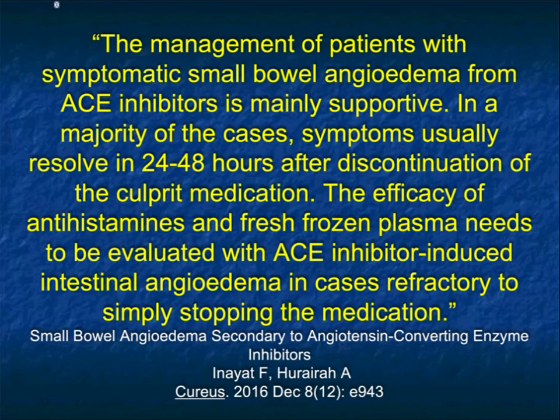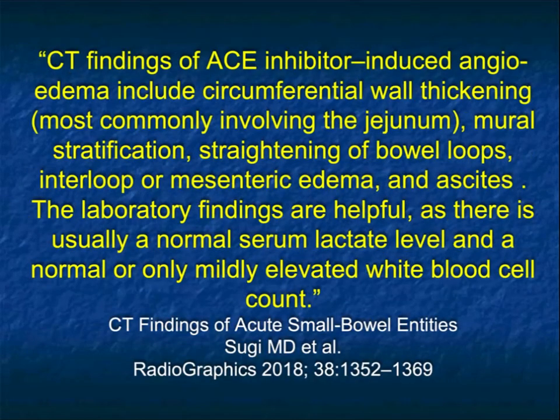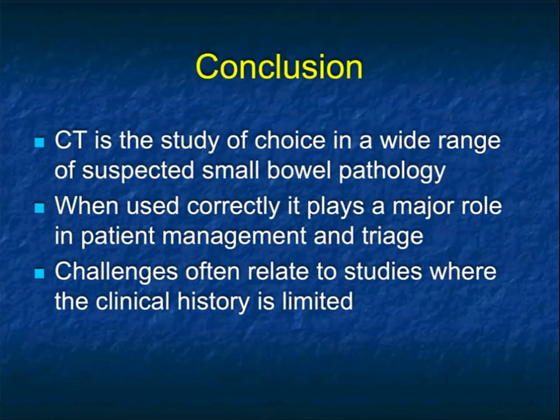The management of patients with symptomatic small bowel angioedema is mainly supportive. In the majority of cases, symptoms resolve within 24 to 48 hours after stopping the medication. Again, you have to stop the medication, so you have to recognize the diagnosis. CT findings of ACE inhibitor-induced angioedema include circumferential wall thickening, most commonly in the jejunum, important to remember, mural stratification, straightening of bowel loops, interloop or mesenteric edema, and ascites.